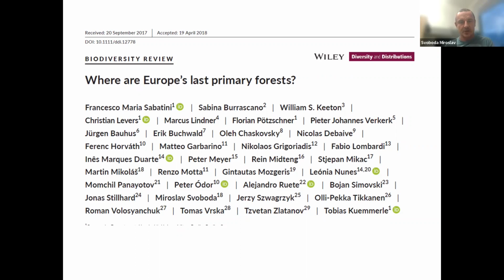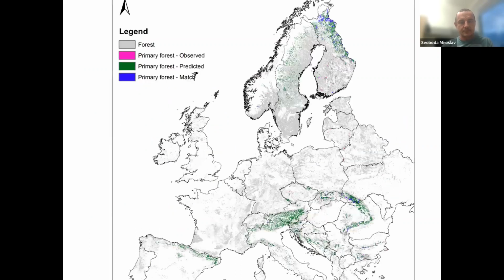One of the recent papers from Francesco Maria Sabatini tried to summarize what the hotspots of primary forest are, and of course the boreal zone, Sweden, Finland, but also the temperate zone of Central and Southeast Europe, the Carpathian Mountains and the Balkan Mountains.